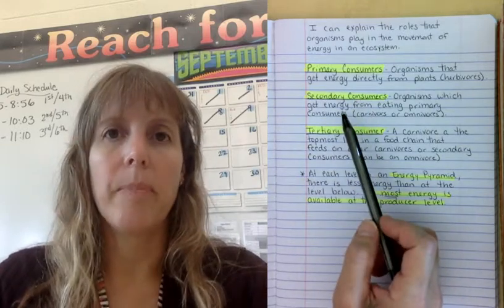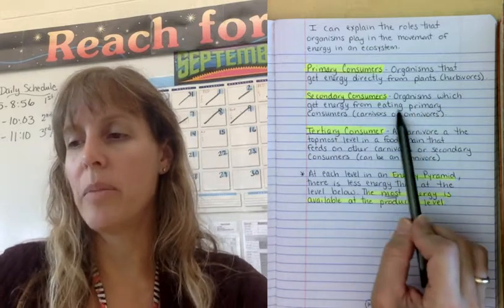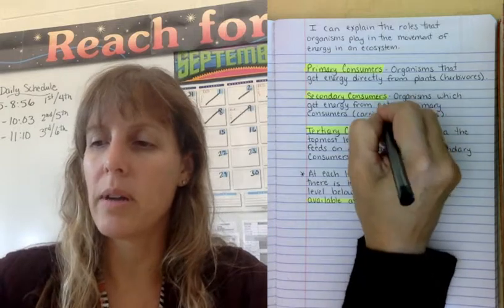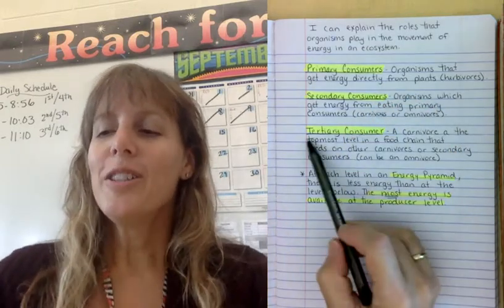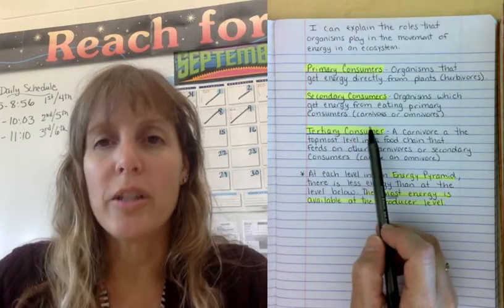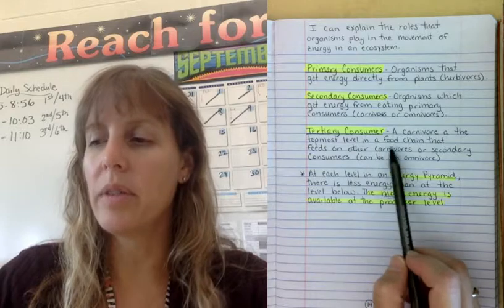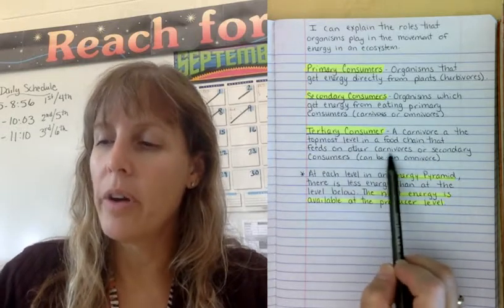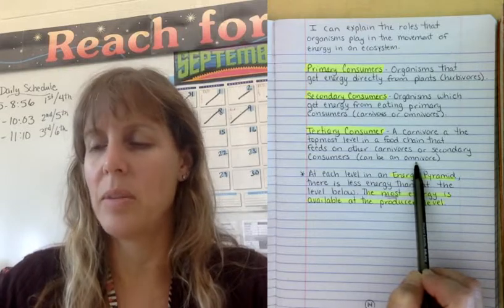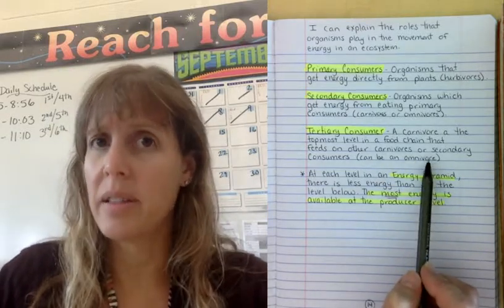Secondary consumers. Say it with me. They're organisms which get energy from eating primary consumers, which are carnivores or omnivores. Tertiary consumer. Say it with me. A tertiary consumer is a carnivore at the topmost level in a food chain that feeds on other carnivores or secondary consumers. This can also be an omnivore. It doesn't have to be a carnivore. Remember, an omnivore eats both meat and plants, right?